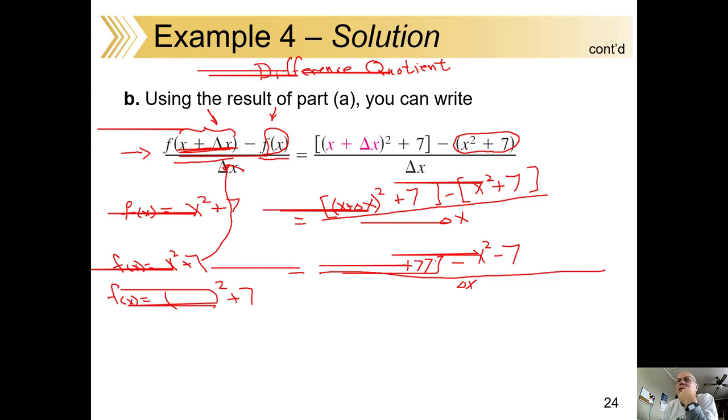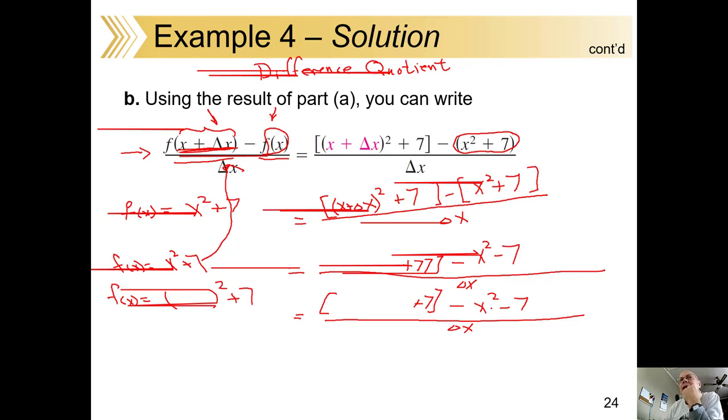This is killing me. Let me see if I can rewrite this for the time being. So, here's the 7 that I just put there, and the minus x squared minus 7 that I have here, and the delta x down there. Okay, we've got the simple parts done.